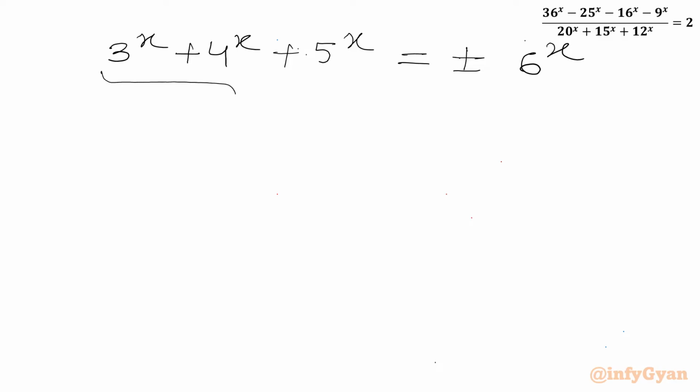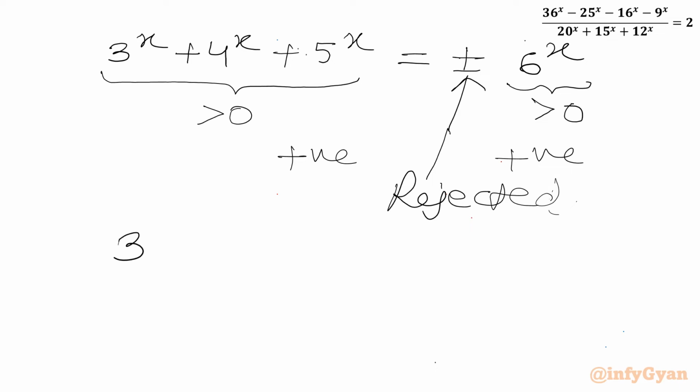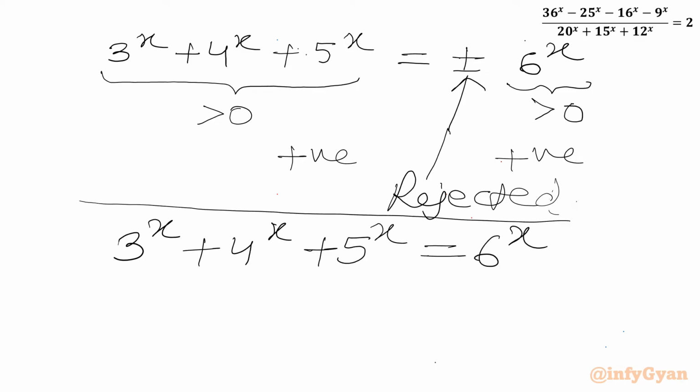Now we know that exponential functions are always greater than 0. So 6 power x will be always positive. One positive number should be equal to positive number. So this minus sign we will reject. So we will write minus sign is rejected. So I can write 3 power x plus 4 power x plus 5 power x will be equal to 6 power x only.